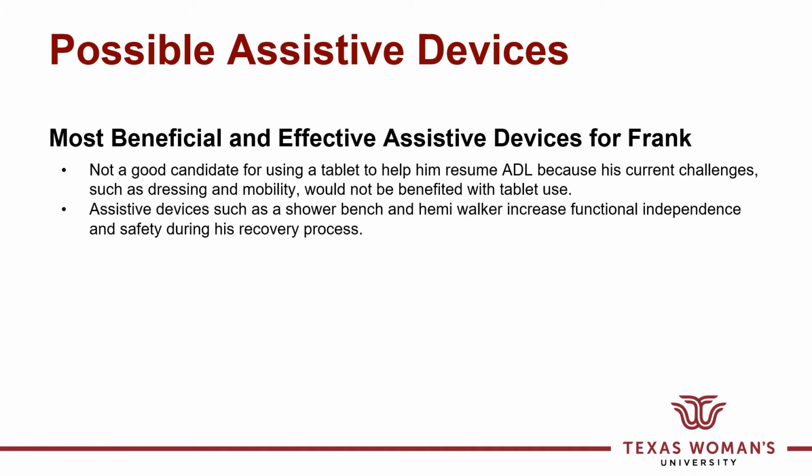Since Frank is able to communicate effectively with his therapist, his family, and other caregivers, we noted that he's not the right candidate for a tablet assistive device to help him resume ADL activity. However, we have recommended a few items for Frank, which would be the shower bench, Hemi walker to increase functional independence and safety, the spiked cutting board, and the resting hand splint orthosis are among the few we've recommended.